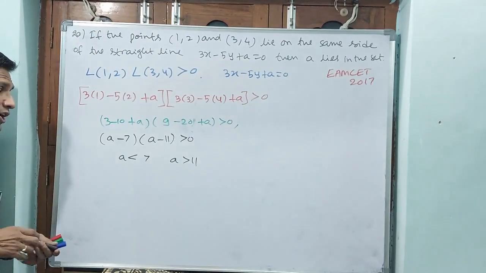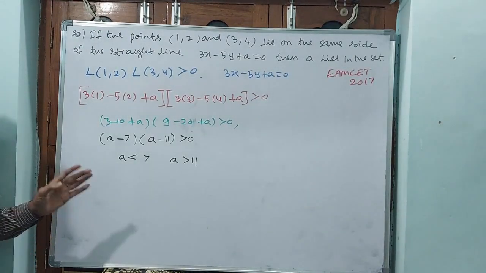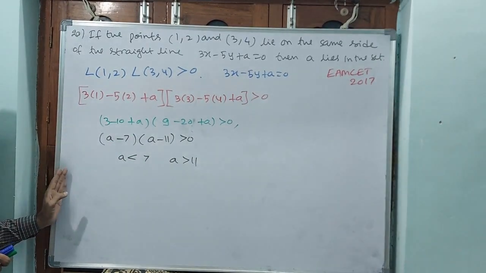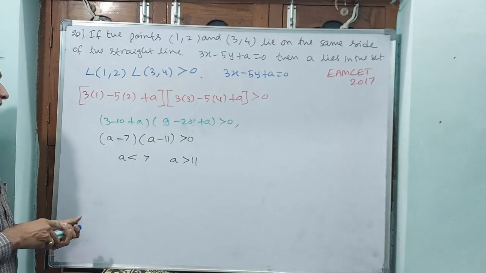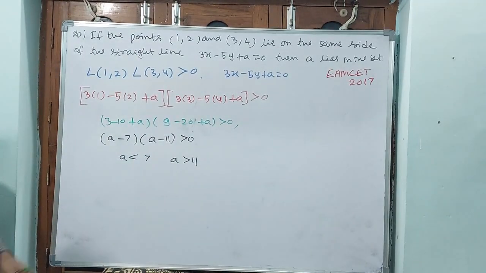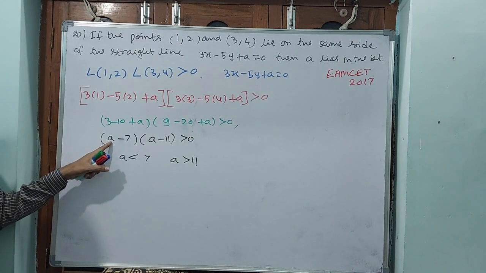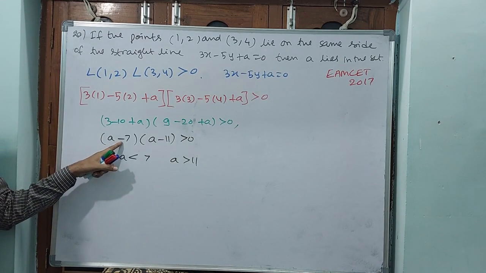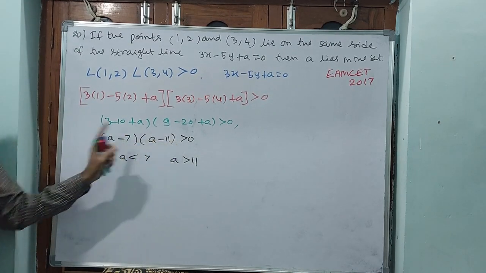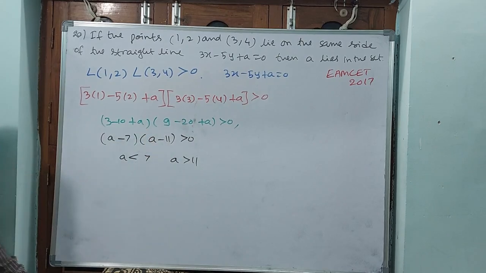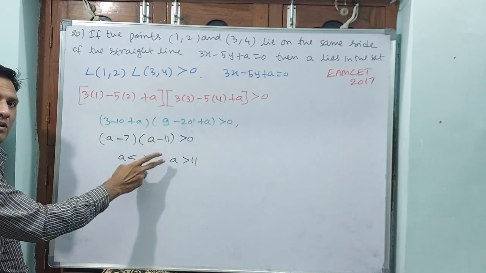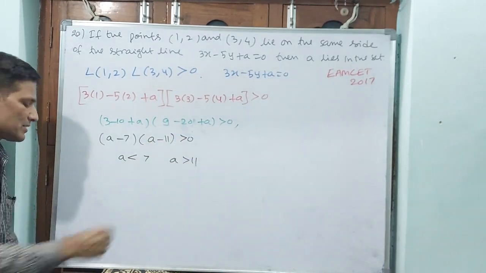In between, or else I will tell simply, you apply 6, less than 7. Let us see a minus 7 into a minus 11. If you apply 6 here, 6 minus 7 is minus 1, 6 minus 11 is minus, both minus, minus into minus is plus. Yes, this is correct. Greater than 11, you apply 12: 12 minus 11 is 1, 12 minus 7 is 5, 5 into 1 is plus. That means greater than 11 is fine.